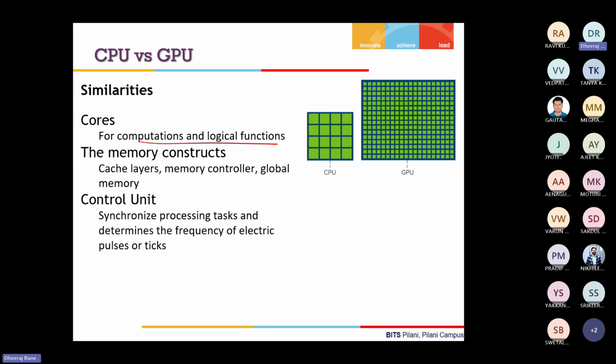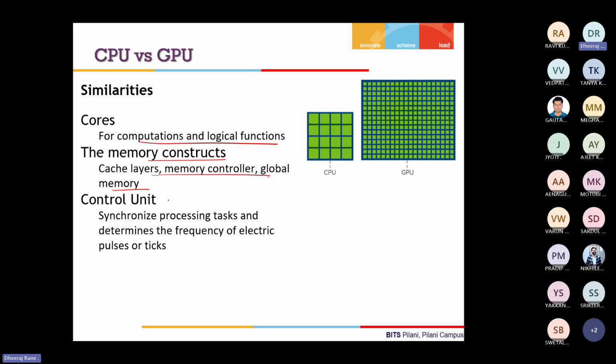Right. Obviously, next is the memory construct, the cache layer, memory controller, global memory, and all. This will be different. So I'm preparing an animation, so that way all these things will be more clear. Today we'll be going through the concept at least, so that it will help you out in AC2.